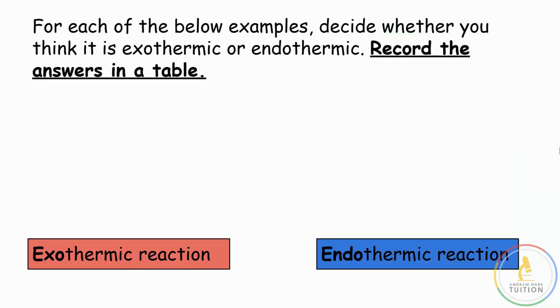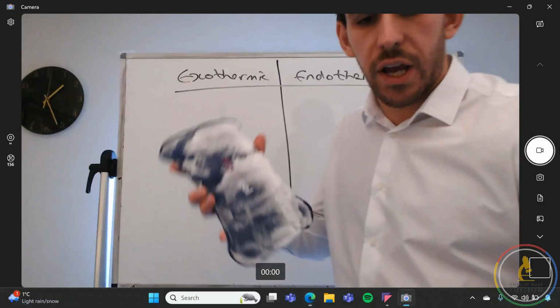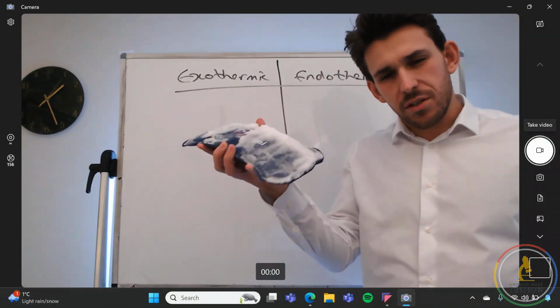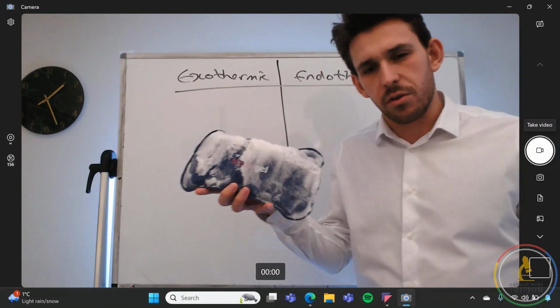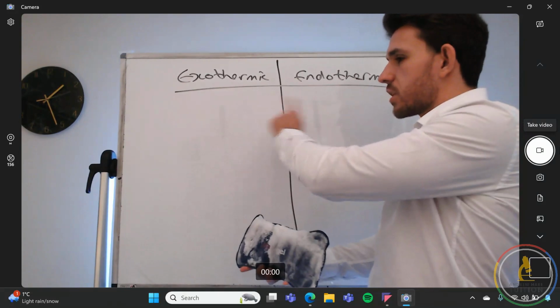So the first one I'm going to have a look at is an ice pack. For example, I've just got this one out of the freezer. You can see it's still got ice on it. Is this an example of an exothermic or an endothermic reaction? Have a think just for 5-10 seconds. Decide which one you think you're going to put it on.